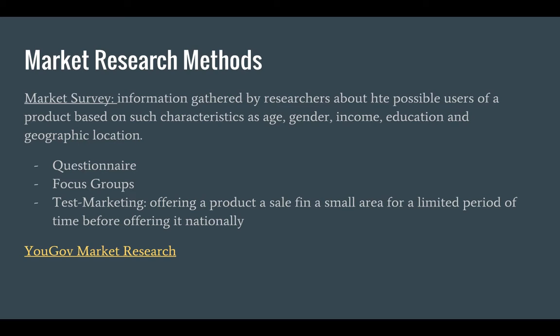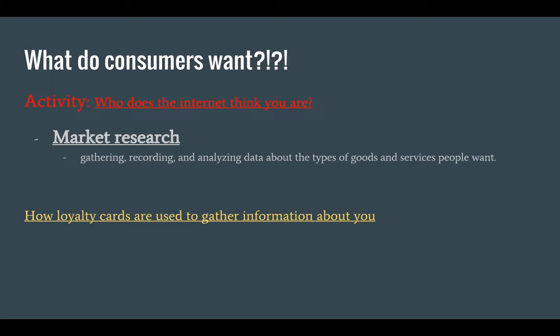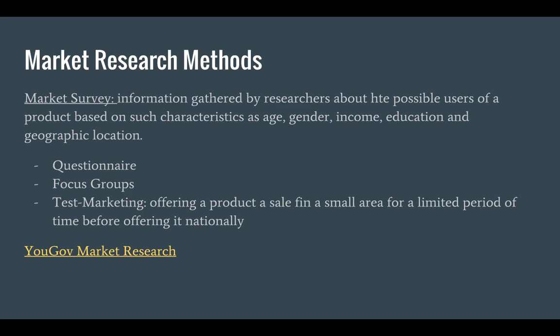Okay, so market research methods. The last slide we were talking about is loyalty cards and who does the internet think you are. Market research is gathering, recording, and analyzing data about the types of goods and services people want. There are several different methods to gather that information. One way is a market survey. Market surveys can take several possible forms.